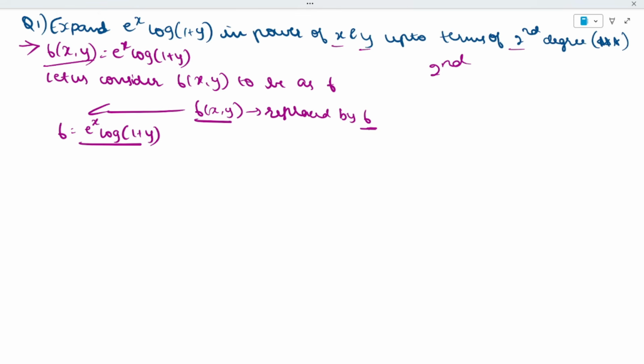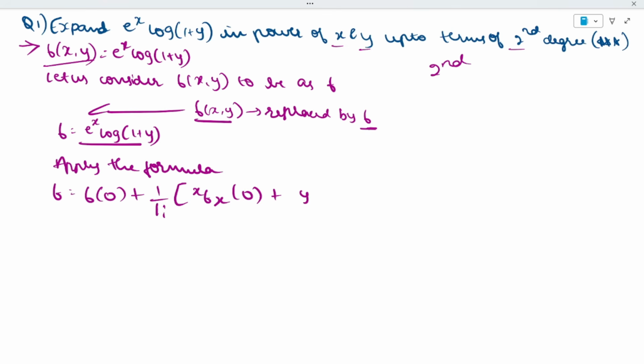Now apply the formula. What is the formula? f is equal to, as we replaced f of x, y, f is equal to f of 0, that means first you have to find the derivative, that is 1 divided by 1. This is the formula that you have to remember. x f_x of 0 plus y f_y of 0. Then plus 1 divided by 2 factorial, for x square, this is the power. If nothing is there, it is 1, and you increase x by 1.